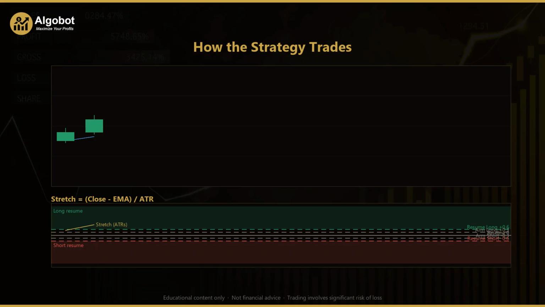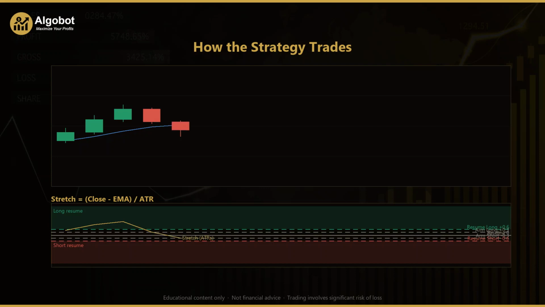Let's bring the logic to life on the chart. On the price panel, you can see the candles along with the EMA baseline drawn through them. That's the moving average the strategy measures everything against. In the panel below sits the stretch, our volatility normalized distance from that baseline, with dashed lines marking the ARM level at 0.3 ATRs and the resume level at 0.6, both above and below the zero center line.